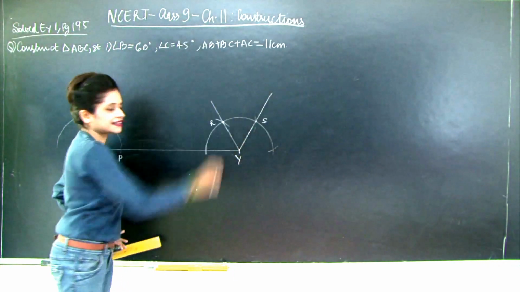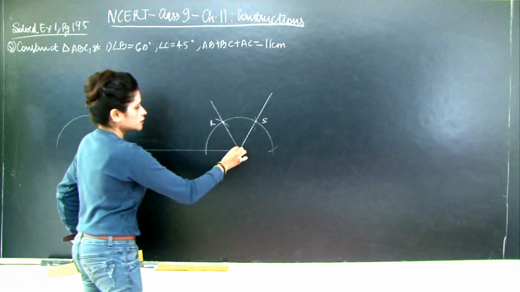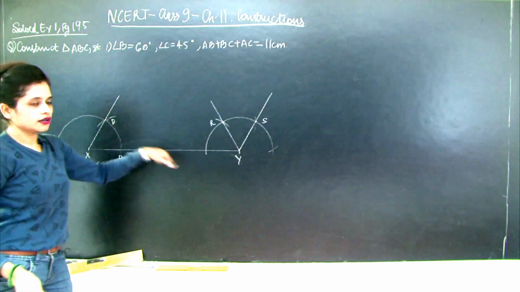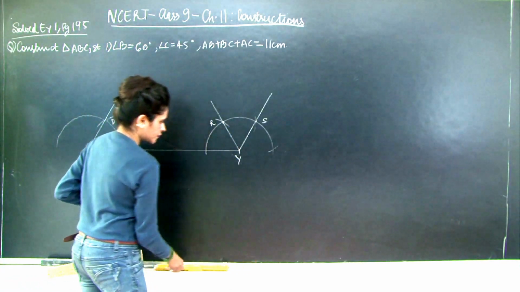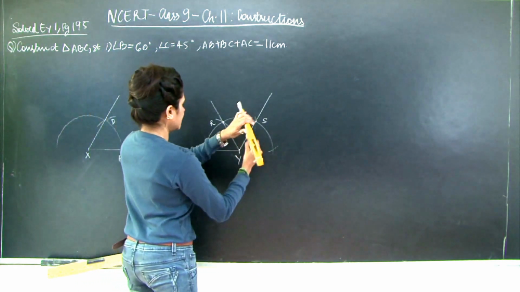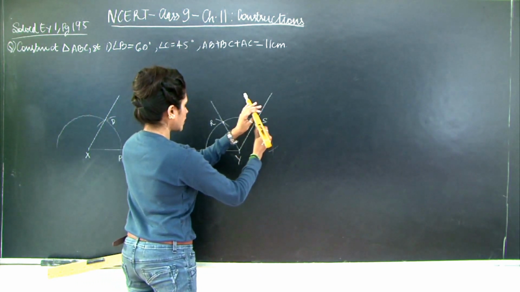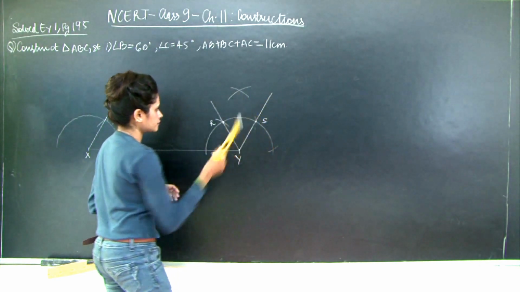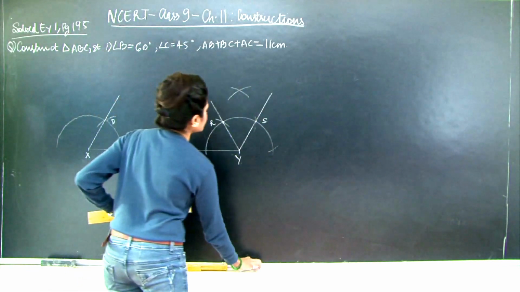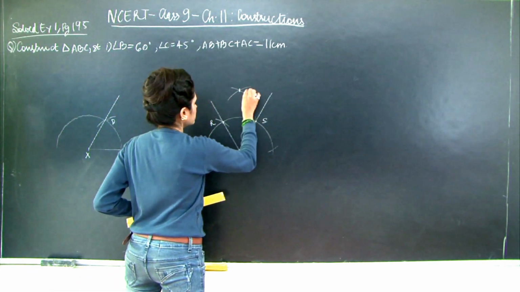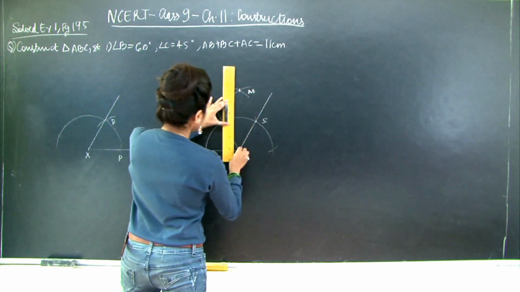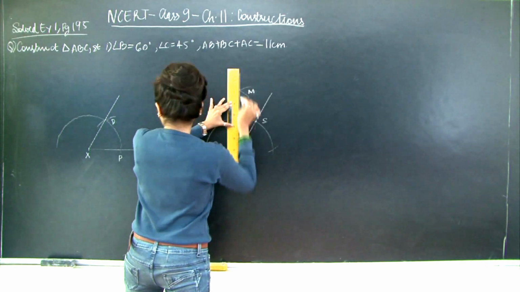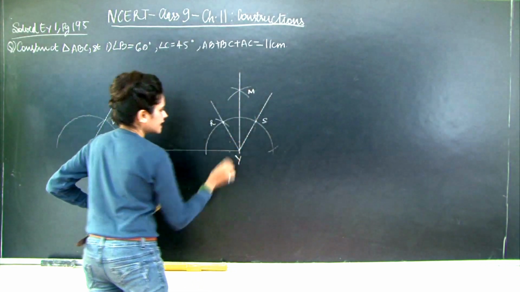Now I am going to bisect this angle. So when I bisect this angle, it will be in the form of a straight line here which will be perpendicular to XY and that angle would give you 90 degrees. So bisecting angle RYS, let this point of intersection be called M. So MY is going to be perpendicular to XY and therefore angle MYX will be equal to 90 degrees. This angle is 90 degrees.